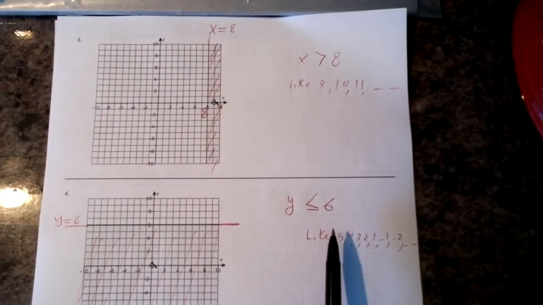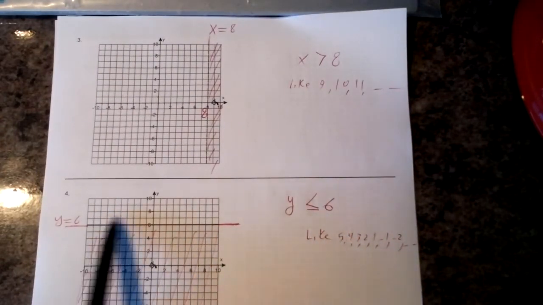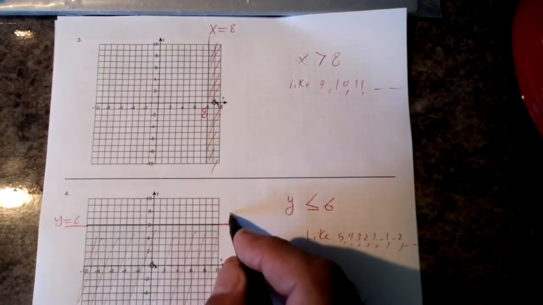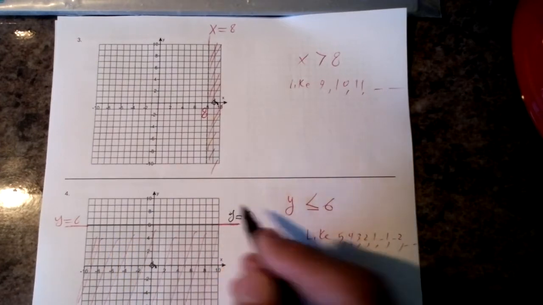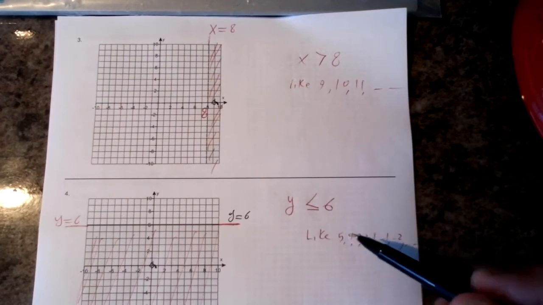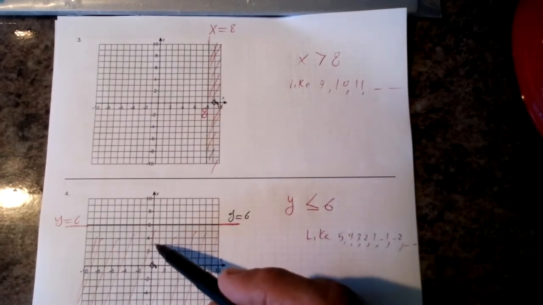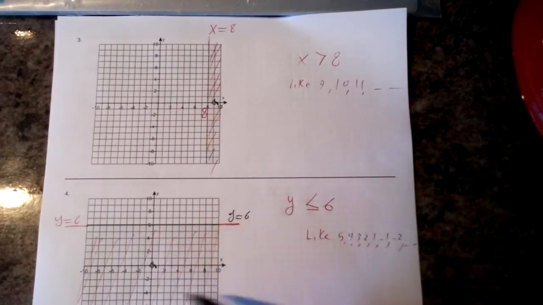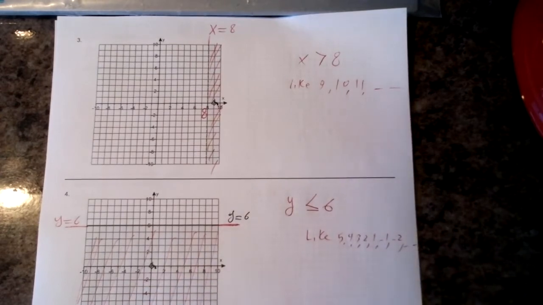Y is less than 6. Y is a horizontal line. Y equals 6. And you're looking for all the y values that are less than 6, like 5, 4, 3, 2, 1, -1, -2. So you need to shade below.